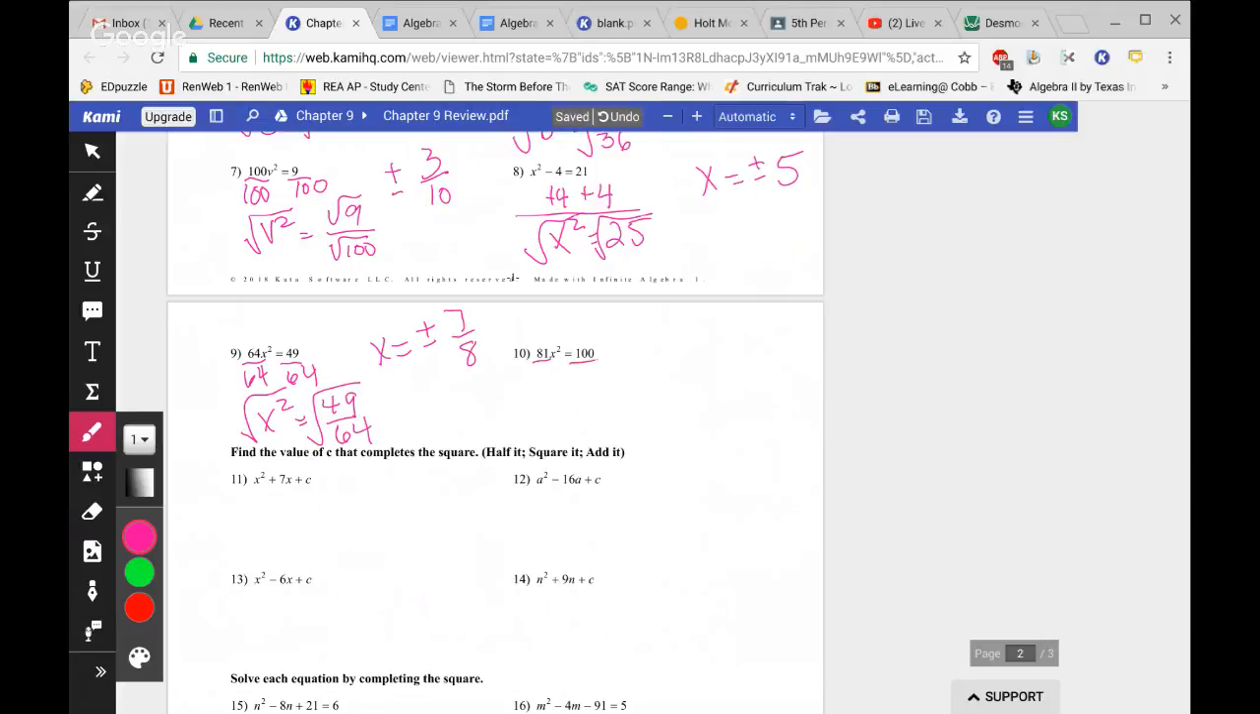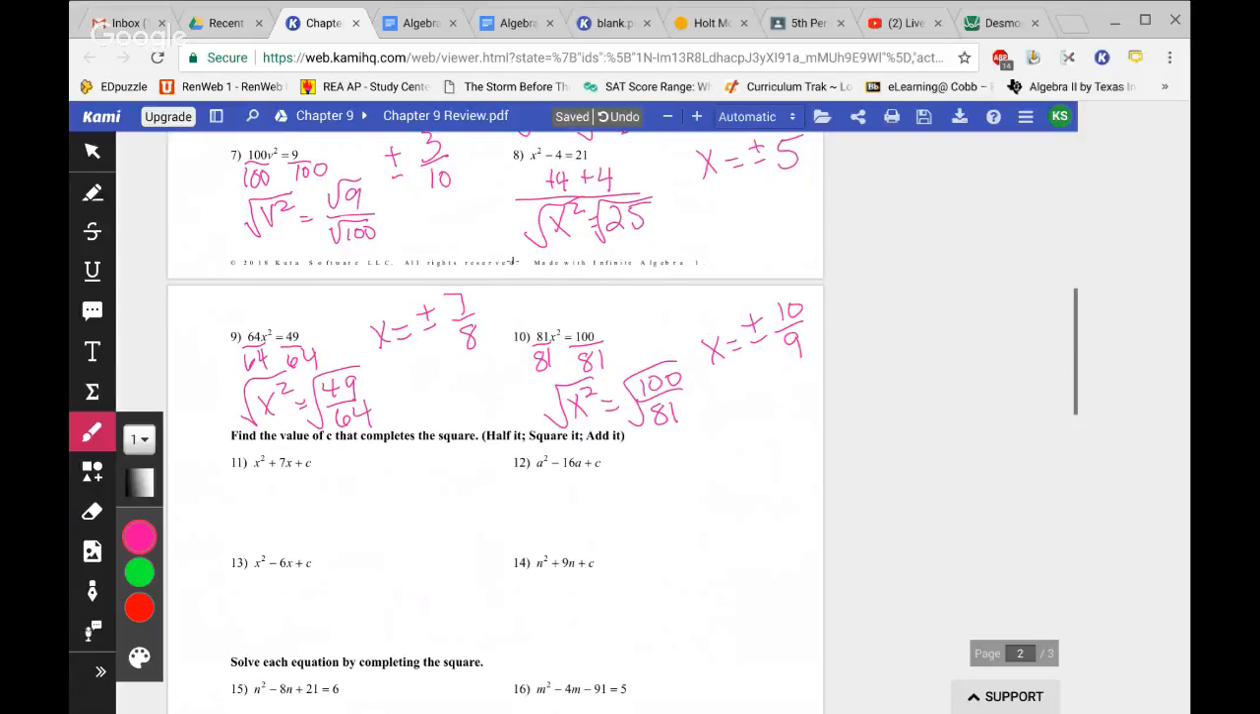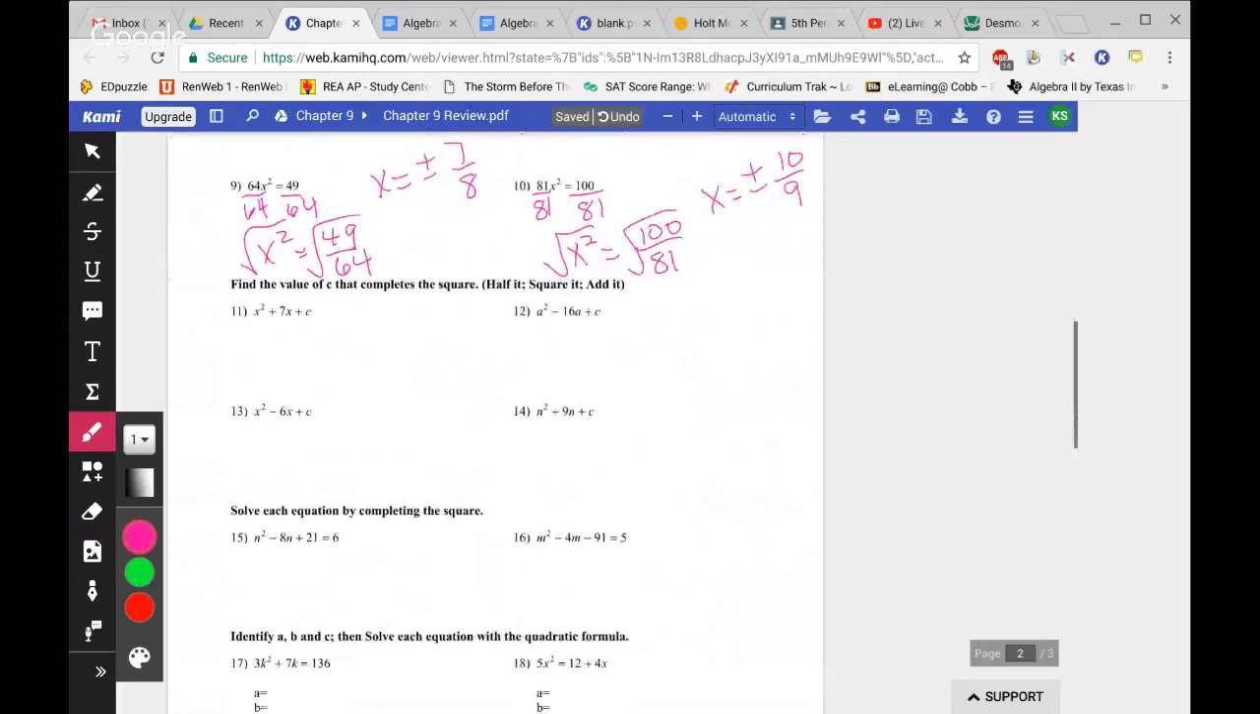With number 10, we're going to divide both sides by 81 to get the x squared variable all by itself. And now we have 100 over 81. Take the square root of both sides. And you have x equals plus or minus 10 over 9. How we doing? I'm doing good.